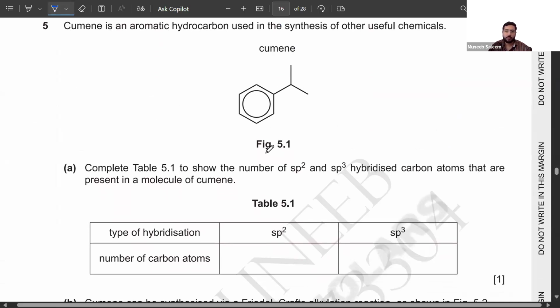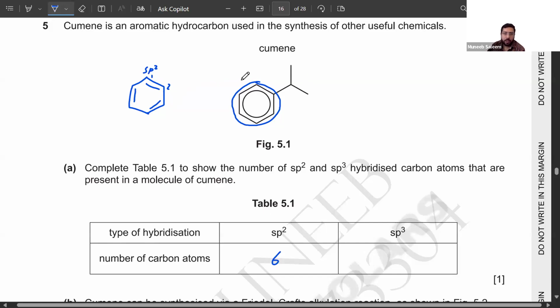All right, so here we need to find which carbon atoms show the sp2 and the sp3 hybridization. Over here, we can see that this part is basically the phenyl group, in which we know that the carbon atoms have alternating double bonds. And these double bonded carbon atoms are basically those which have the sp2 hybridization, which we learned from AS chemistry. So all these 6 carbon atoms, 1, 2, 3, 4, 5, 6, they all have the sp2 hybridization. So we will write the number of carbon atoms to be 6 here.